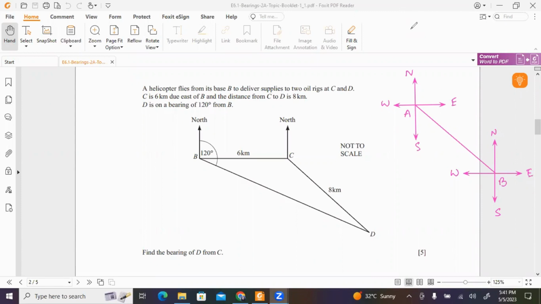Before we dive into the questions, I would like to go through some basics for bearings so that it's more clear when you do the complicated questions.